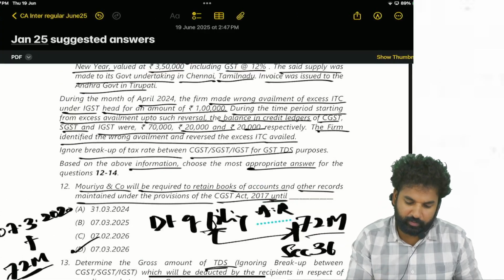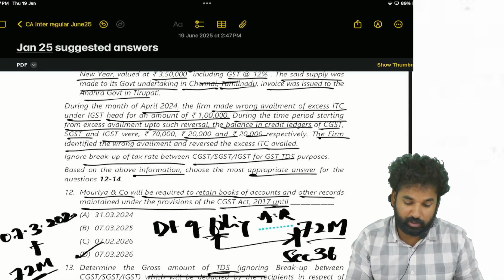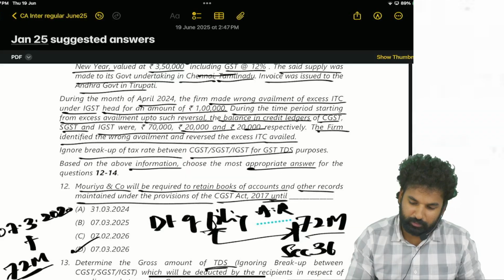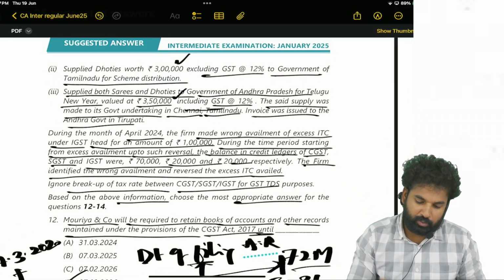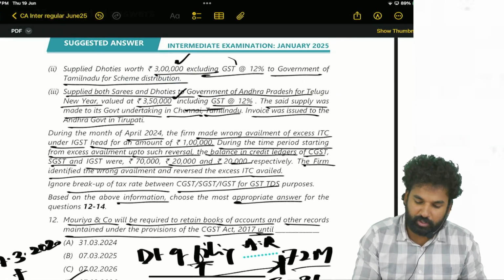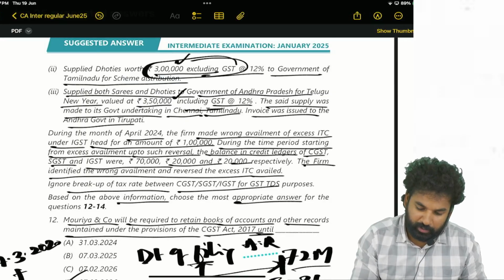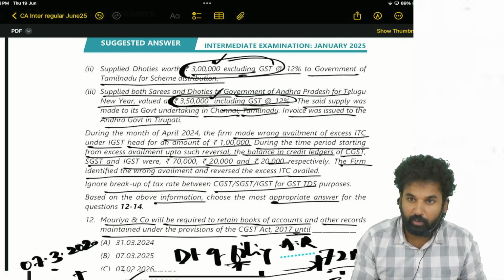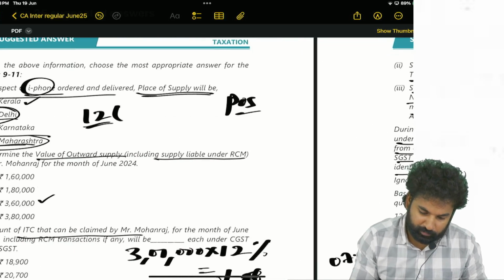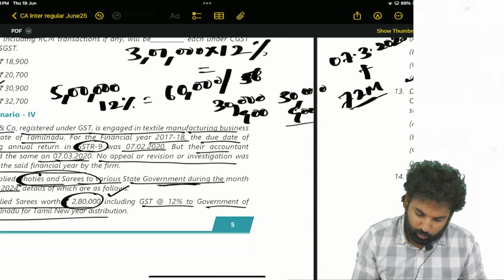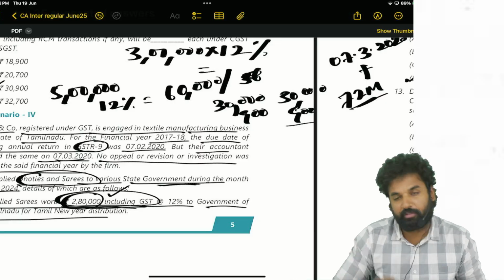See here, 3.5 lakhs including GST, that we have to check properly. Though it is worth 3 lakhs excluding GST, you have to check 3 lakhs. Here 3.5 lakhs including GST. Okay. Next, in this, 2.8 lakhs including GST.